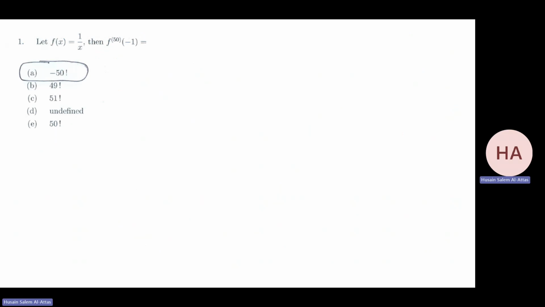This is 1 over x. Actually, you can do it easily using the chain rule, but let me do it as a quotient. 1 over x. Let me check what f prime will be. Yeah, minus 1 over x squared. Wait a minute. Yeah, it's minus 1 times 1 over x squared, just to be sure. It's minus 1 over x squared.